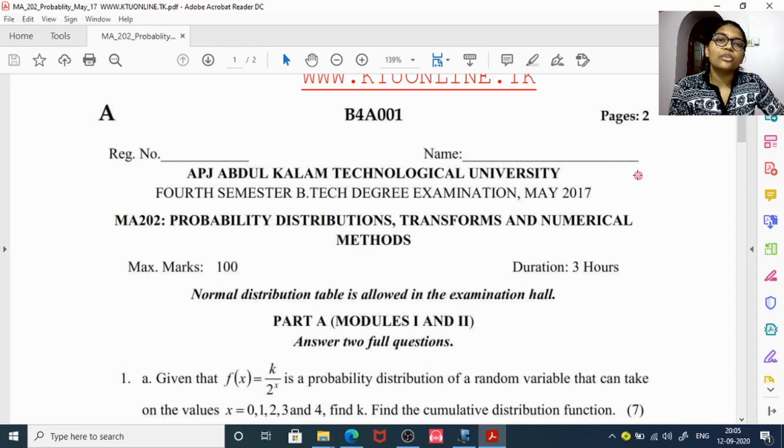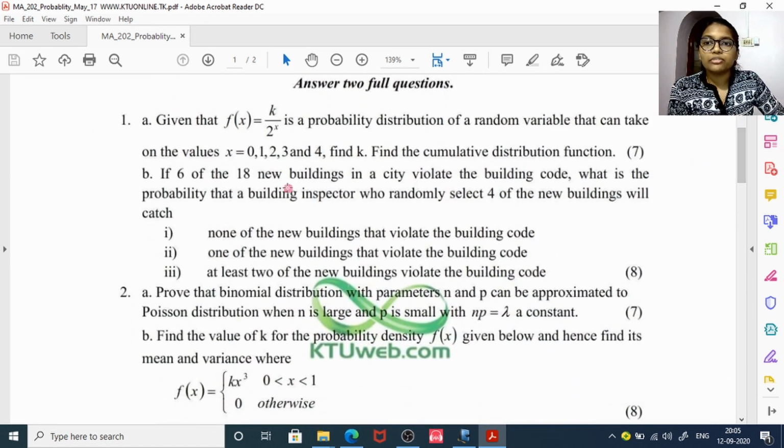So let us start doing problems from probability distribution, that is the first and second modules of your syllabus. Here comes your first one. First question: given that f of x equal to k by 2 raised to x is a probability distribution of a random variable that can take on the values x equal to 0, 1, 2, 3 and 4. Find k, also find the cumulative distribution function.